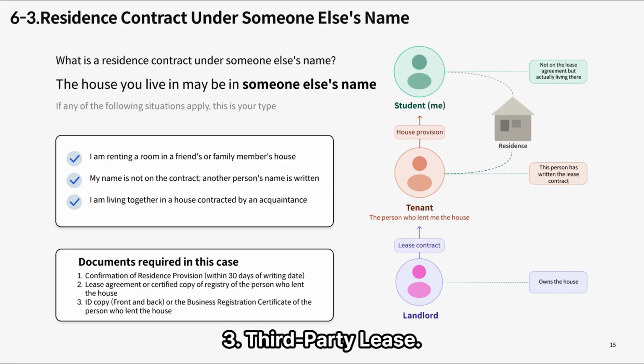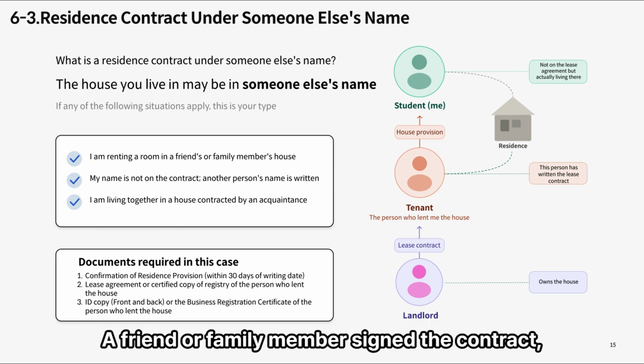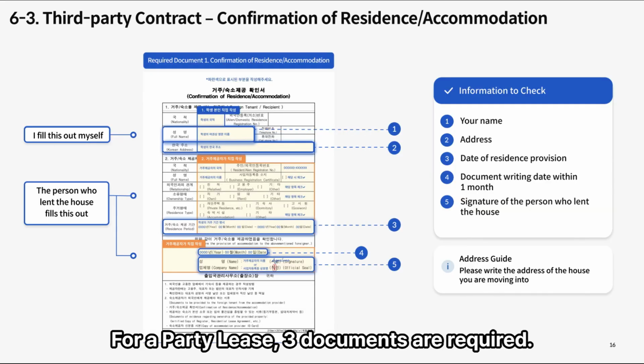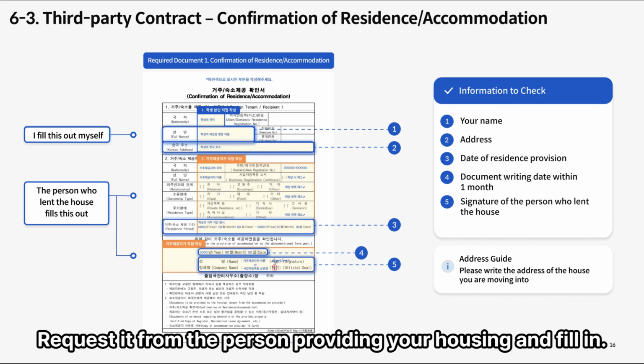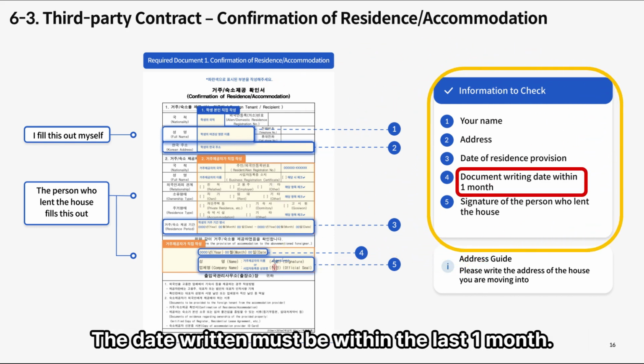3. Third-party lease. It's when you live in a place, but your name is not on the contract. A friend or family member signs the contract, and you also live in that same home. For a third-party lease, 3 documents are required. First is the Residency Provision Confirmation Letter. Request it from the person providing your housing and fill it in. Then verify these 5 pieces of information. The date written must be within the last 1 month.